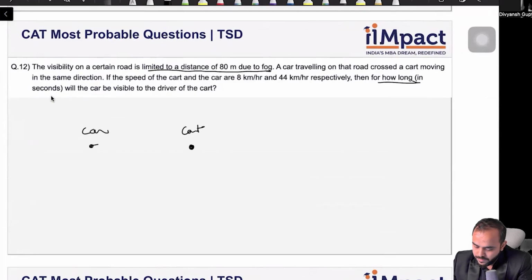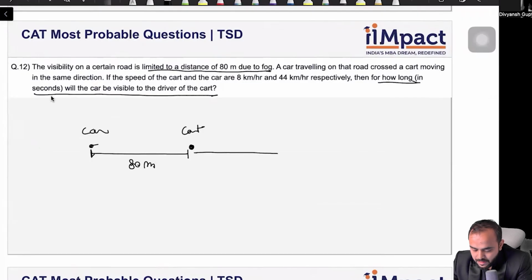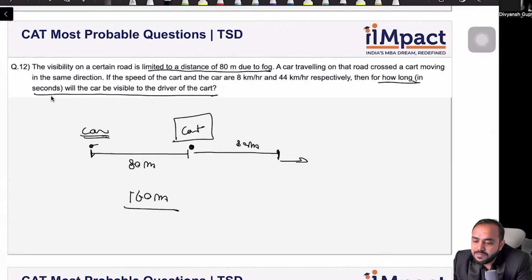For how long will the car be visible to the driver of the cart? It will be visible in the relative frame when the car is 80 meters behind the cart, until the car crosses the 80-meter mark ahead of the cart, which means in the cart's frame of reference the car has to travel 160 meters. This distance of 160 meters will be traveled at a relative speed of 44 minus 8, that is 36 kilometer per hour, which is 36 into 5 by 18 meter per second.